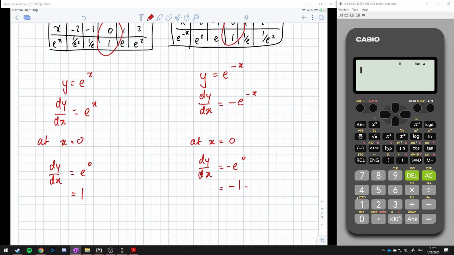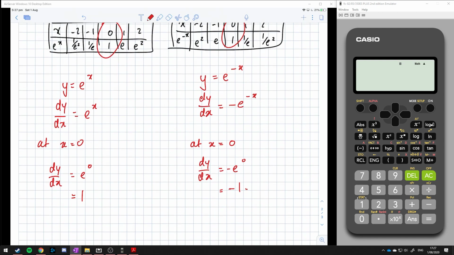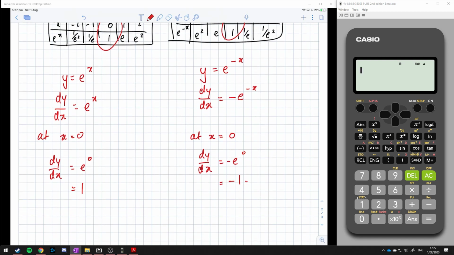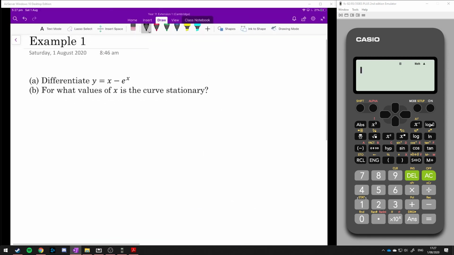So now we're going to have a look at how we can use some integration, differentiation and calculus to find the tangents and normals of these curves. We have: differentiate y is equal to x minus e to the x, and then for what values of x is the curve stationary? This is a nice straightforward differentiation question because it's a linear combination of functions, so we can break it up into two. So dy/dx is equal to the derivative of x, which is 1, minus the derivative of e to the x, which is just e to the x.